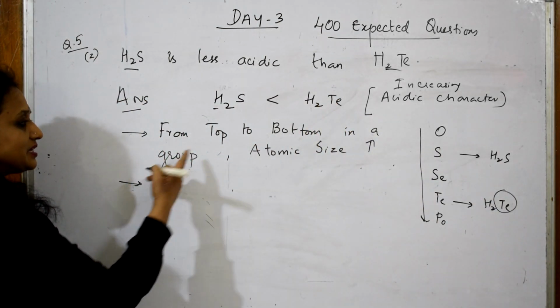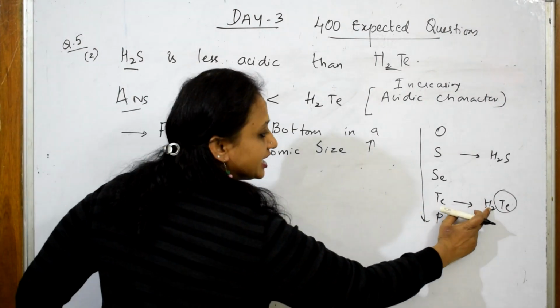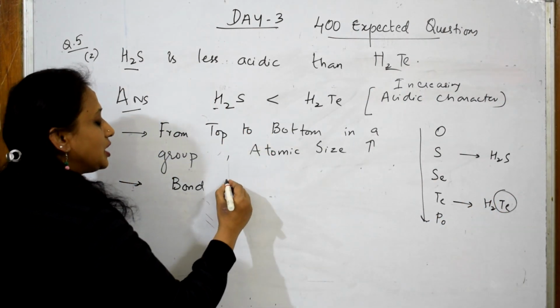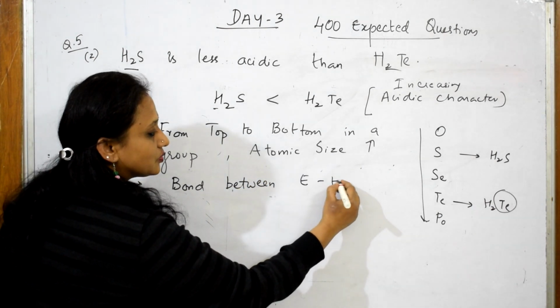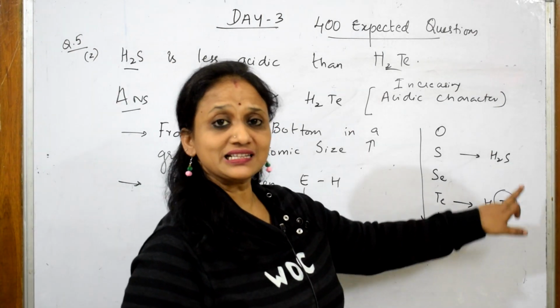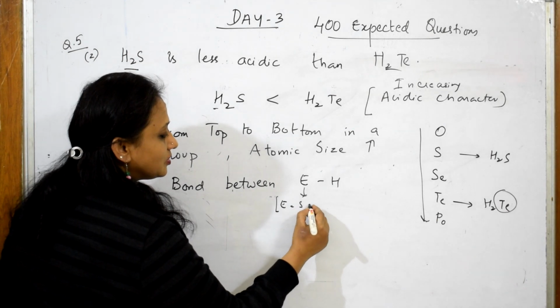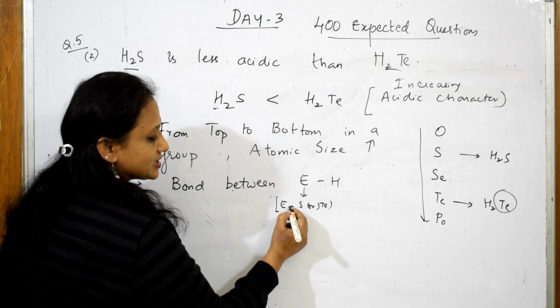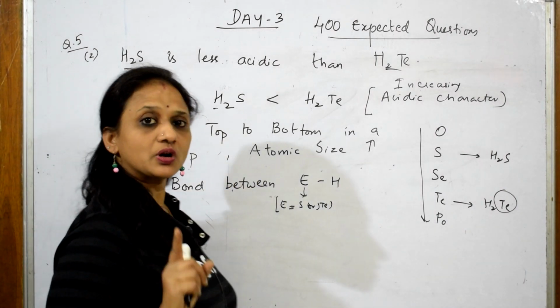Accepted. When the atomic size increases, the bond between... what is a bond? Between H2 and Te. Let me write like this: bond between E and H. What is this E? E is the element. In this case sulfur, in this case tellurium. So you can write E can be sulfur or it can be tellurium. So the bond between E and H, what will it be?